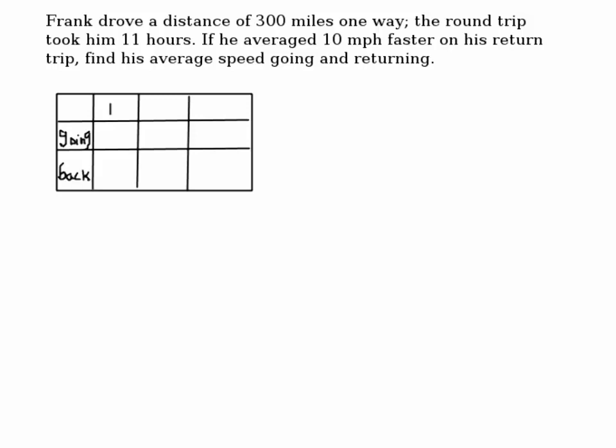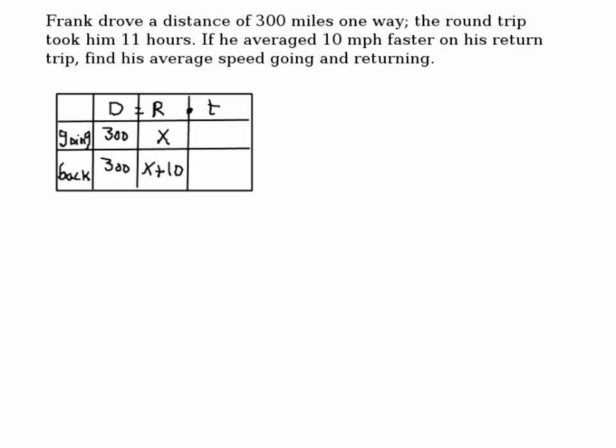So we know distance is equal to rate times time. Let's fill out what we have here. We know the distance is the same for both of them, so this would be 300. This would be 300. We know one rate is faster, so if I assume this would be x, the other one would be x plus 10, because we're going faster on the way back. So we can figure out the time here.